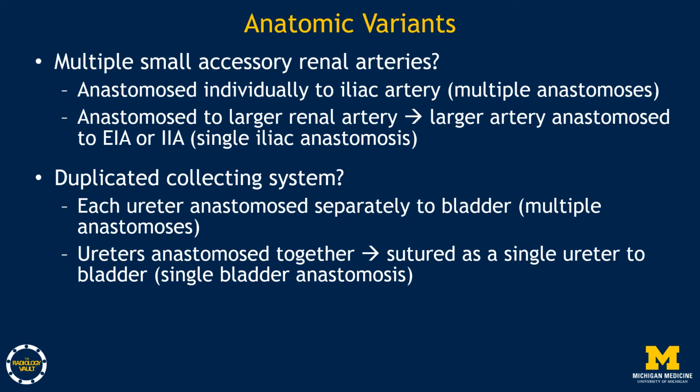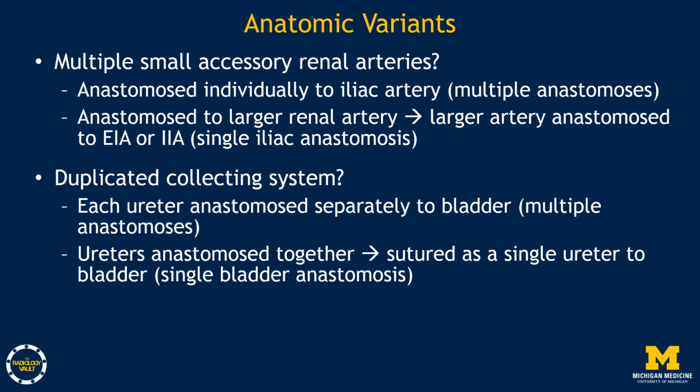What happens if the donor kidney has multiple small accessory renal arteries? These are either anastomosed individually to the recipient iliac artery, resulting in multiple iliac anastomoses, or they are anastomosed to a larger donor renal artery, with that larger artery then anastomosed to the external or internal iliac artery, resulting in a single iliac anastomosis. What happens if the donor kidney has a duplicated collecting system?